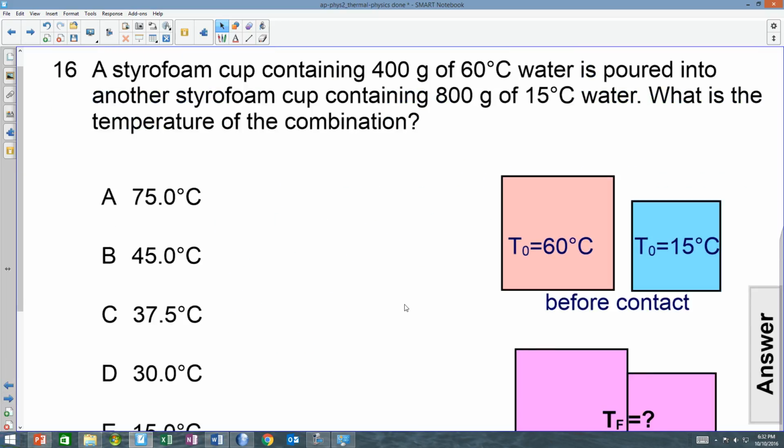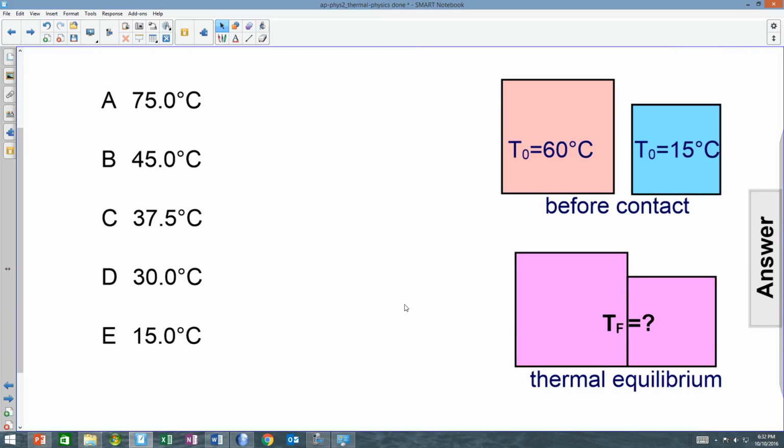A styrofoam cup containing 400 grams of 60 degrees Celsius water is poured into another styrofoam cup containing 800 grams of 15 degree Celsius water. What is the temperature of the combination? Go ahead and pause the video now to solve this problem.